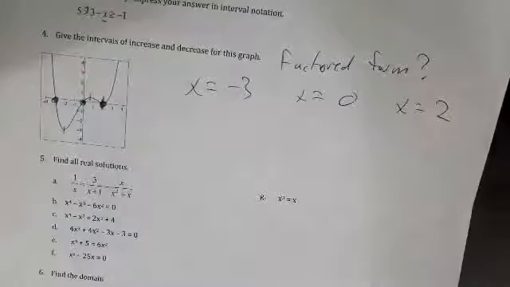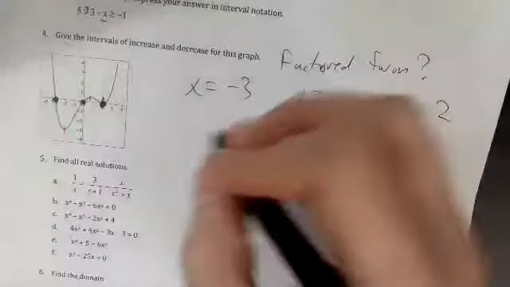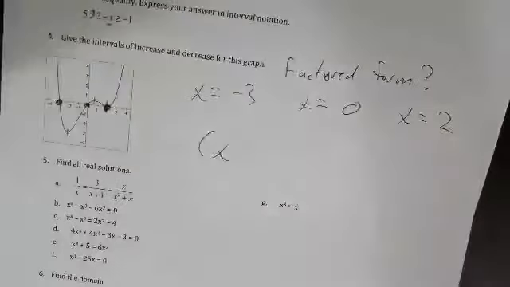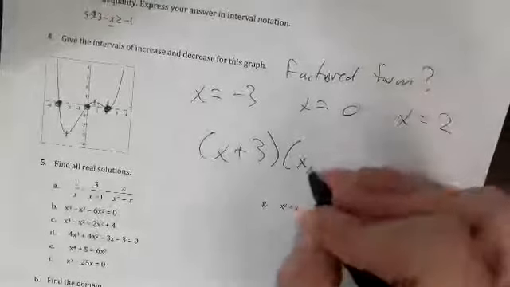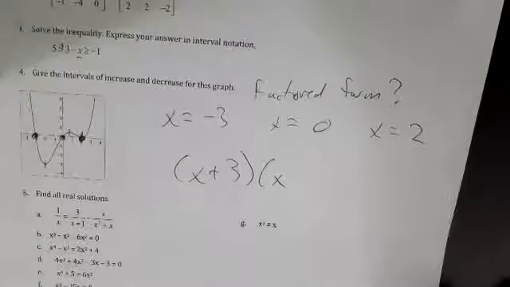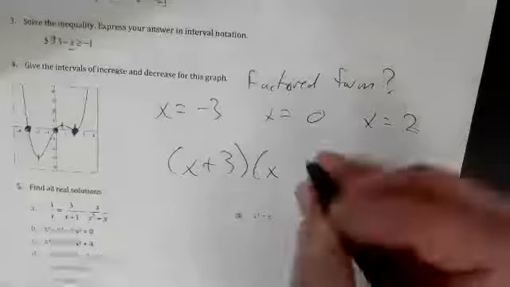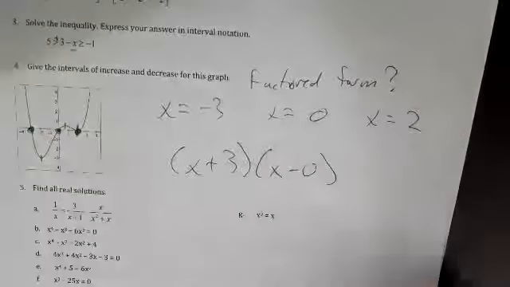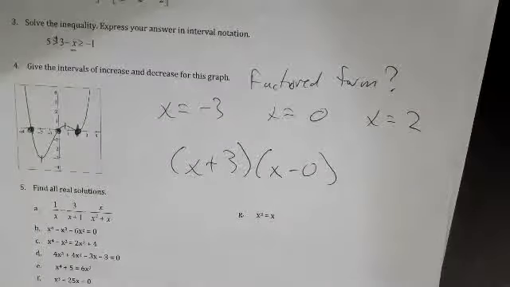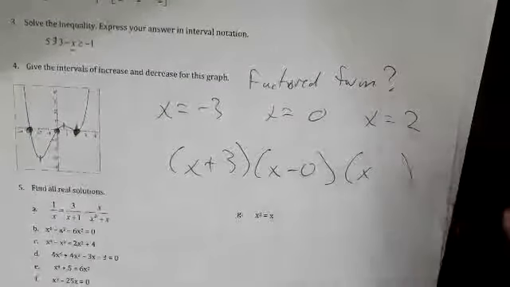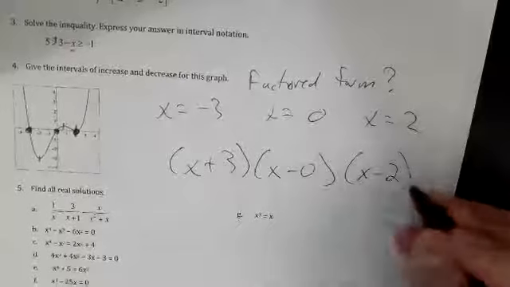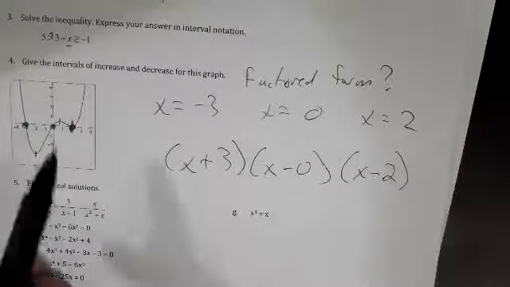And so what are my factors? If these are my zeros, my first factor should be what? X plus 3. X, if you want to say X minus zero, I would be okay with that. You could just say X. You don't need to put the minus zero. And then the last one is X minus two squared. Yeah, I was about to just ask that.